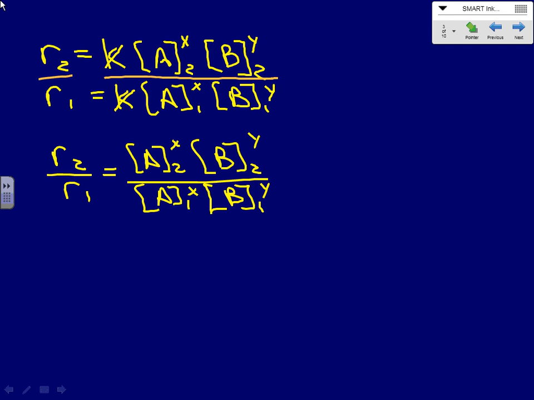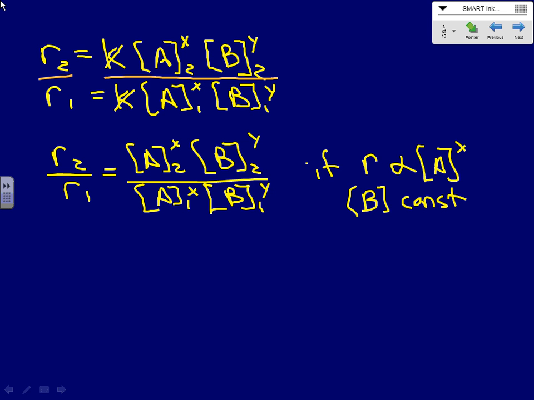Now, at this point, we have to start making some decisions. If I want to study the effect of rate on the concentration of A, so if I want to study that relationship between the rate and A, what's that proportionality? As we've already discussed, what must be true about B if I'm studying the relationship on A? Yep. It has to be constant. So if I'm studying the relationship of A, the concentration of B must be constant. Another way of writing that is that B2 must be equal to B1.